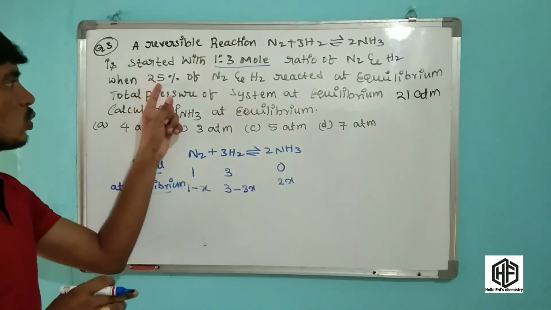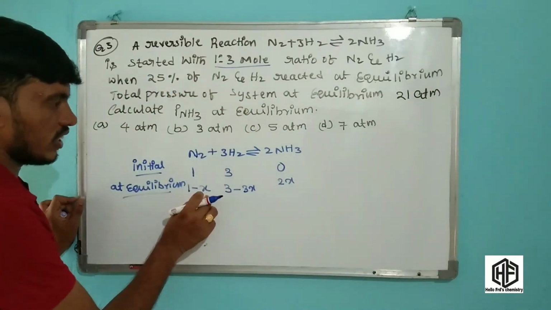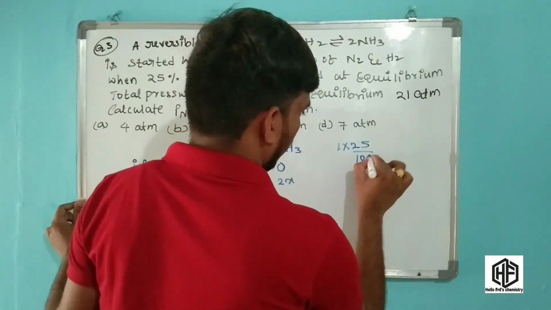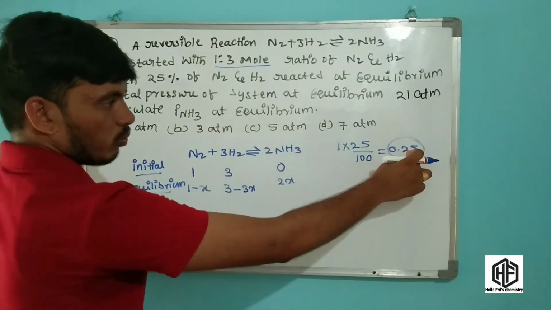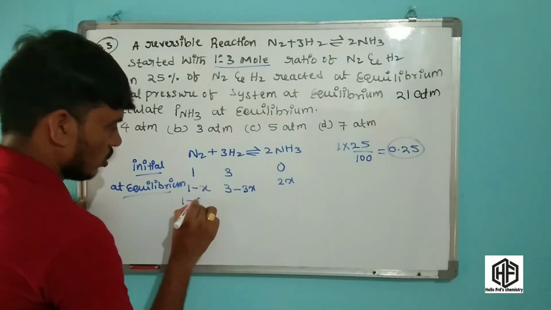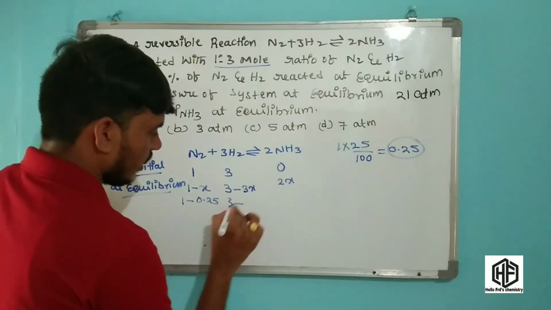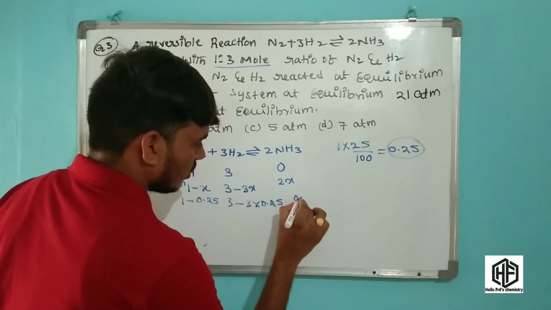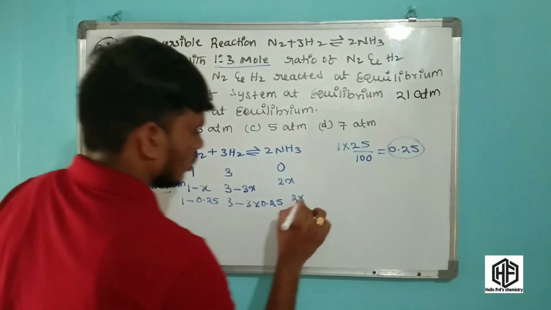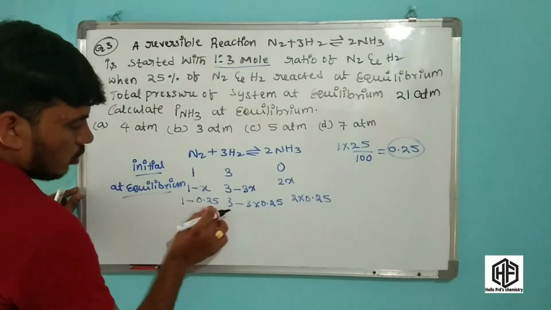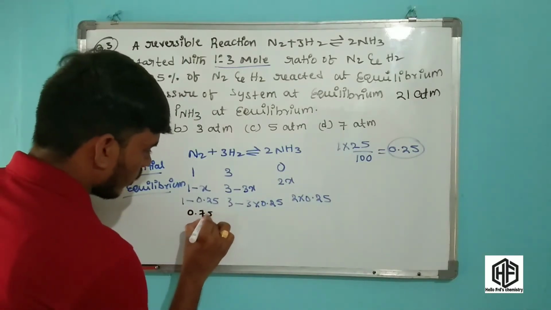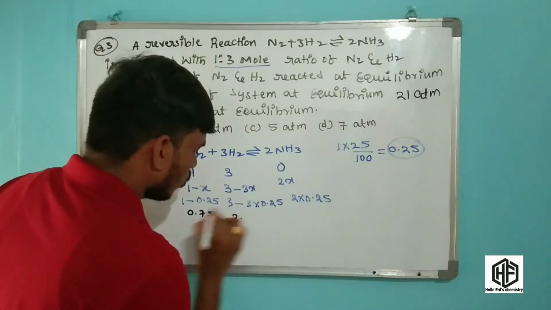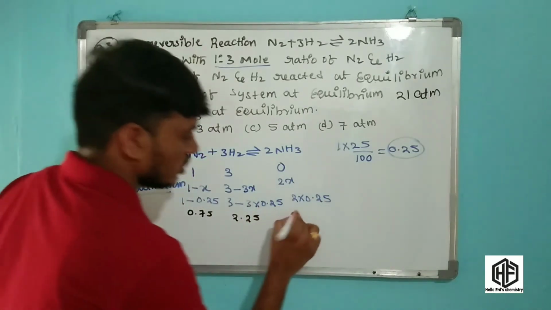In this case, 25% of N2 and H2 reacts. The percentage is 1 into 25 by 100, which is equal to 0.25, so x is 0.25. Now 1 minus 0.25 is 0.75. And 3 minus 3 into 0.25, which is 3 minus 0.75, is 2.25. And 2 into 0.25 is 0.5.